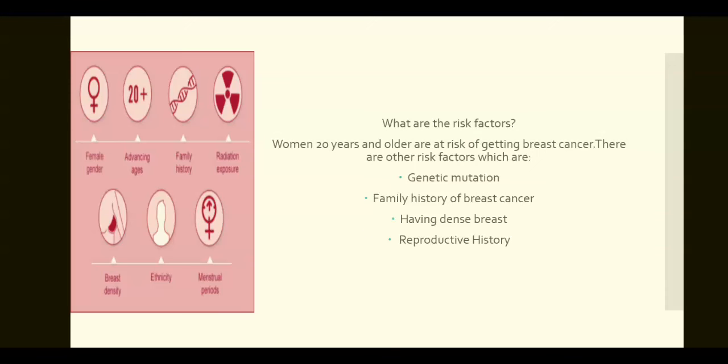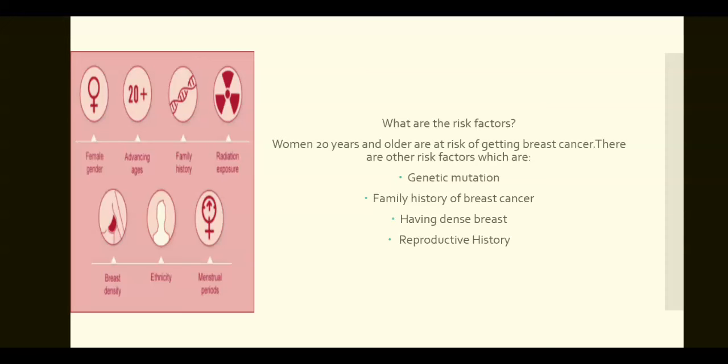So the risk factors determine whether those cells will grow in the breast. On the left side, we have a picture of the risk factors. Here it says female gender. If you're a female, you are at risk of having breast cancer.